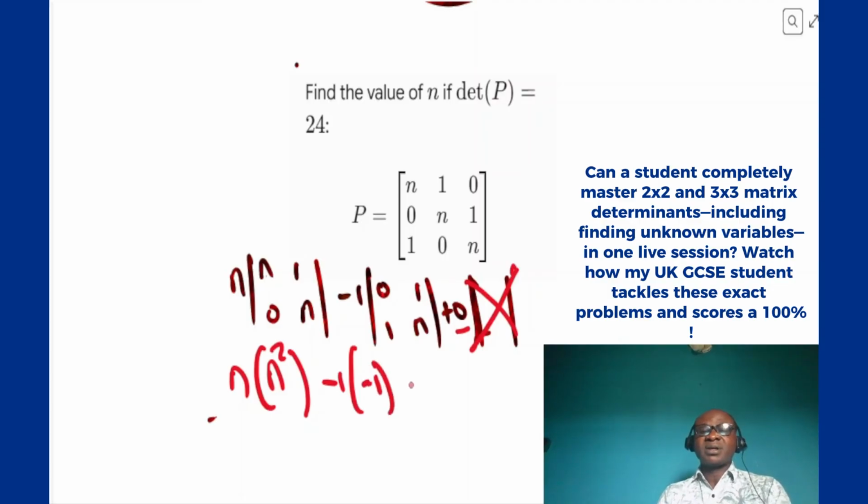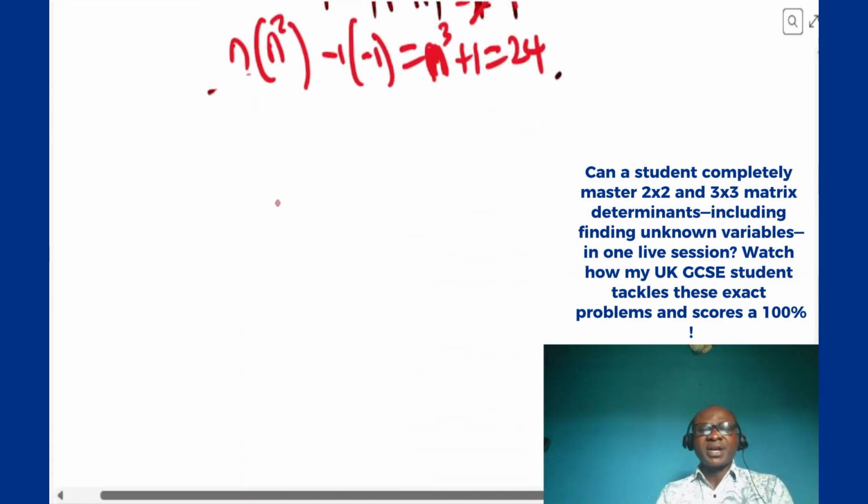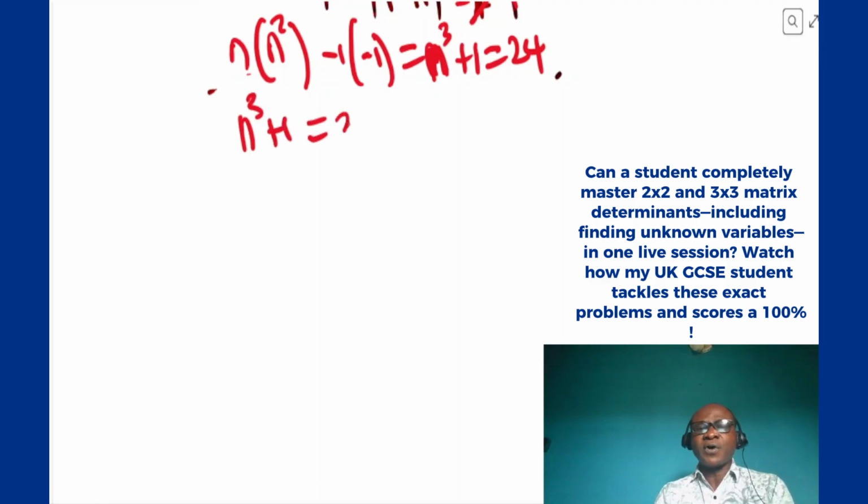You get what I mean? Yes, sir. So we now resort to n times n. I have n outside, I have n times n, so that will be n cubed now. Yes, sir. n cubed. Then this time this will give me plus 1. But the whole thing is equal to what? 24, because the determinant is 24. All right. Let's see what will happen. So working on it, I can now write n cubed plus 1 equal to 24.